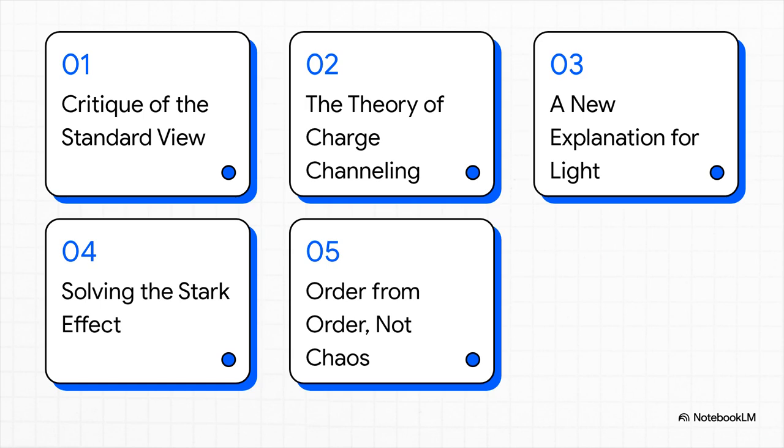To really wrap our heads around this different perspective, here's how we're going to break it down. We'll start with the author's critique of the mainstream explanation. Then, we'll build up his new core theory. And from there, we'll see how it all comes together to solve not just the Stark effect, but maybe even the nature of light itself.